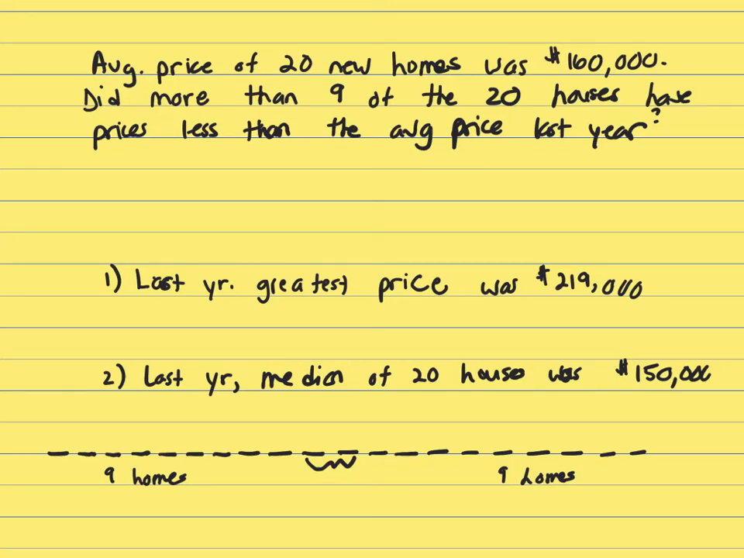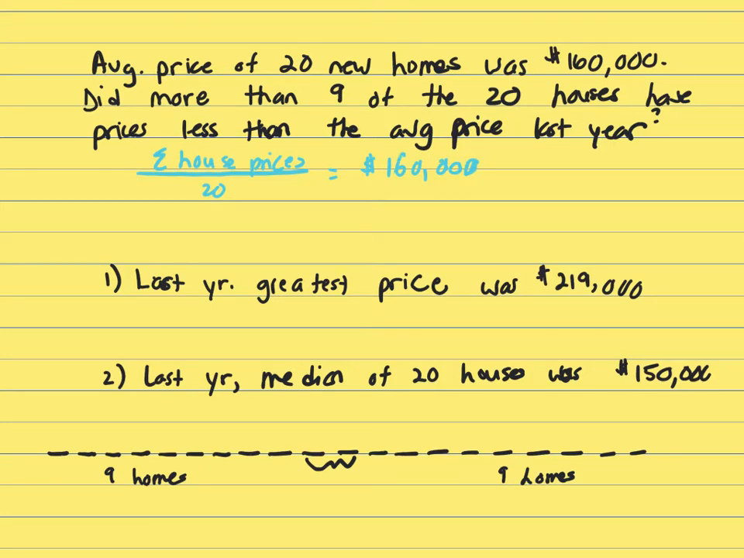Okay, this is all last year, so I'm not going to worry about the time. The average price of 20 new homes was $160,000. So let's write that up as a formula. The average price of 20 new homes was 160. So I would have to have the sum of the house prices and then divide that by 20, and that gives me 160. I don't think I'm going to use that, but whatever.